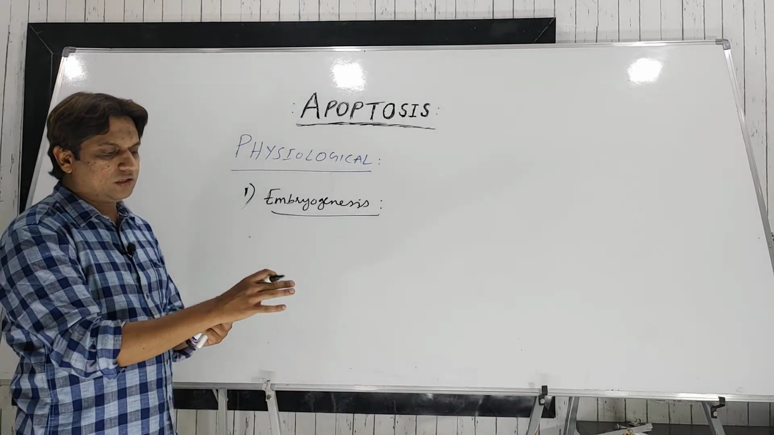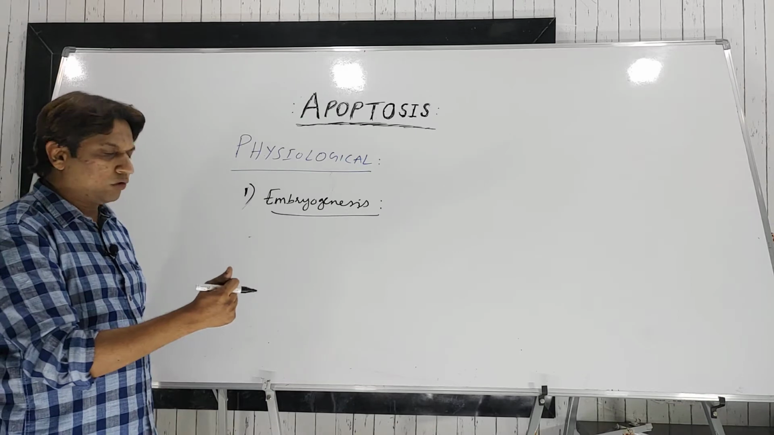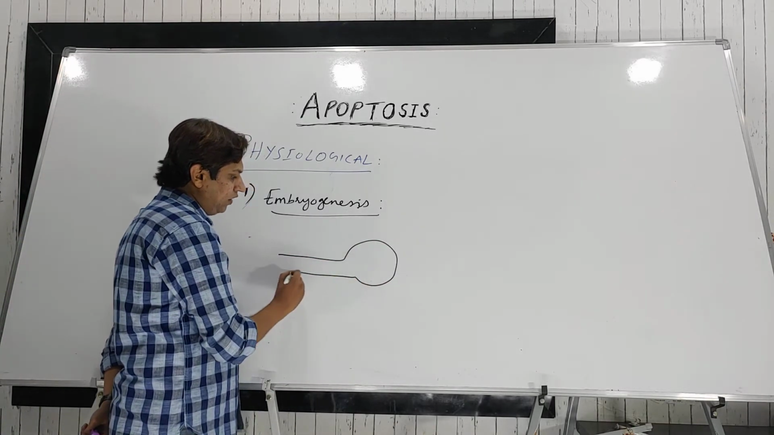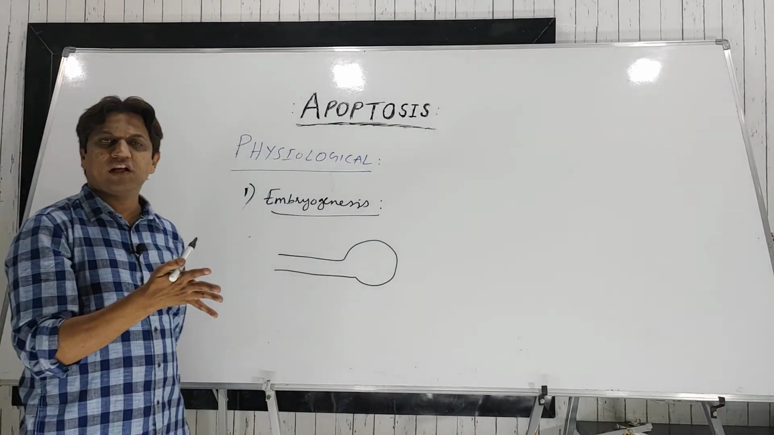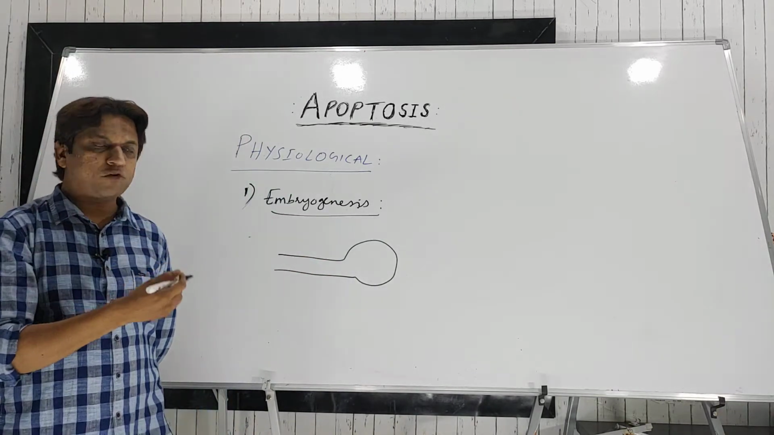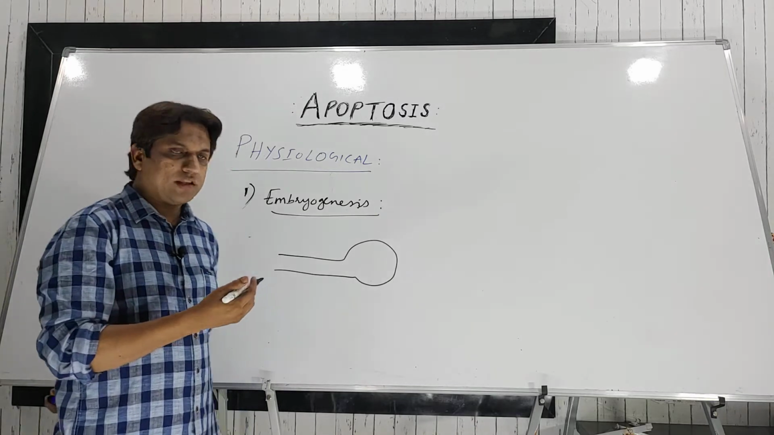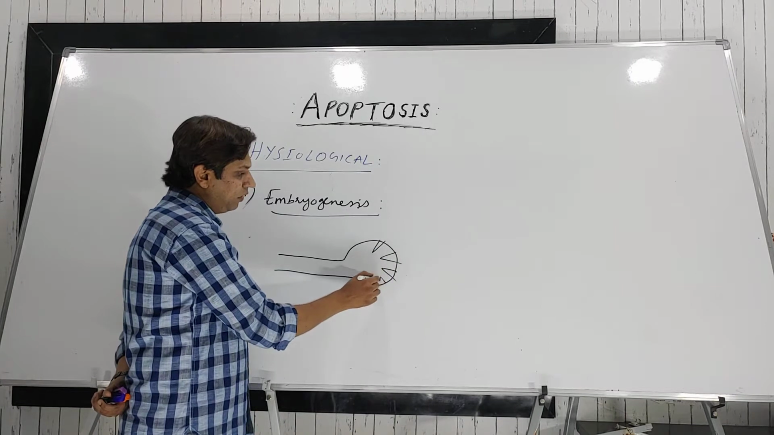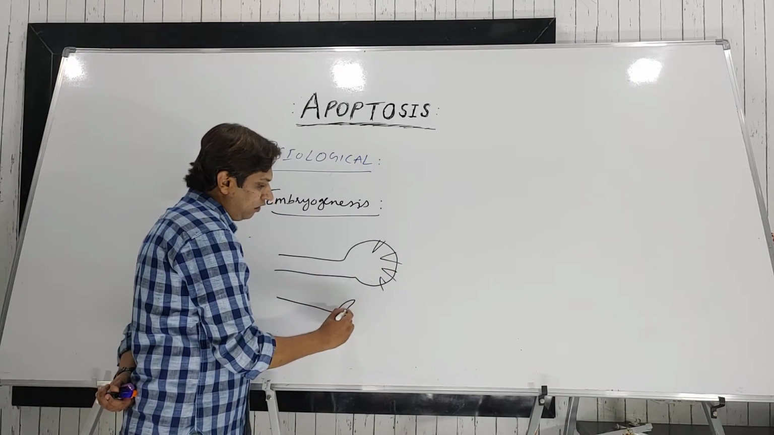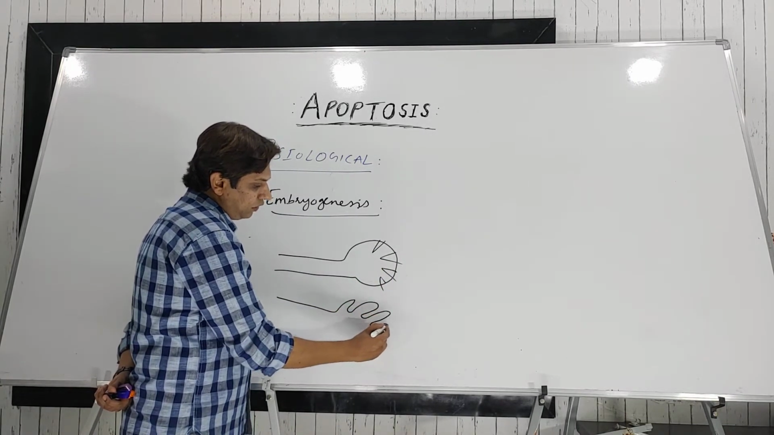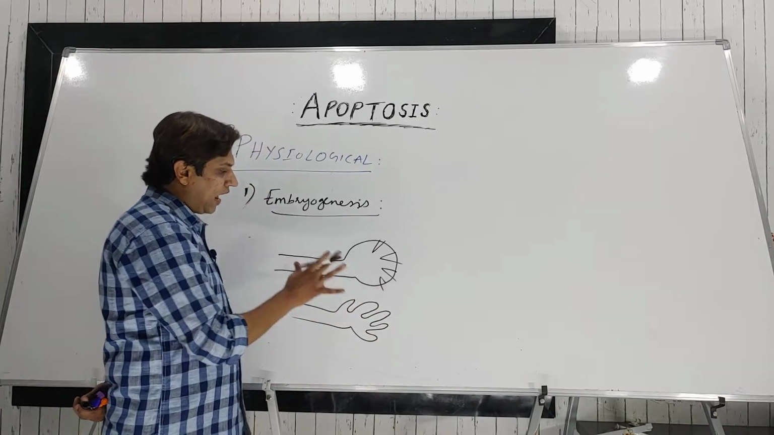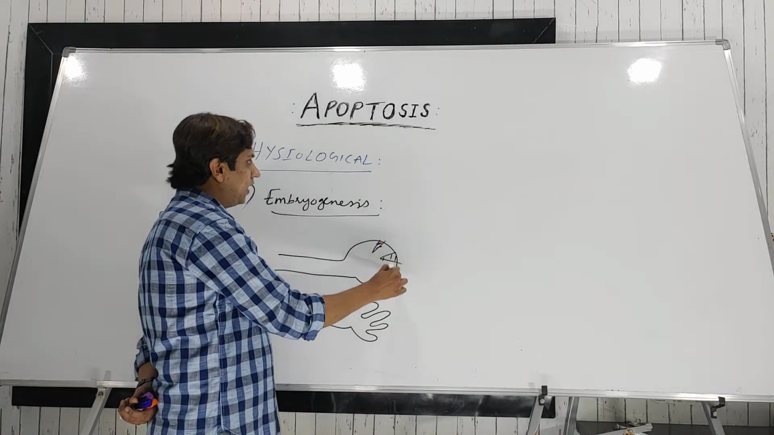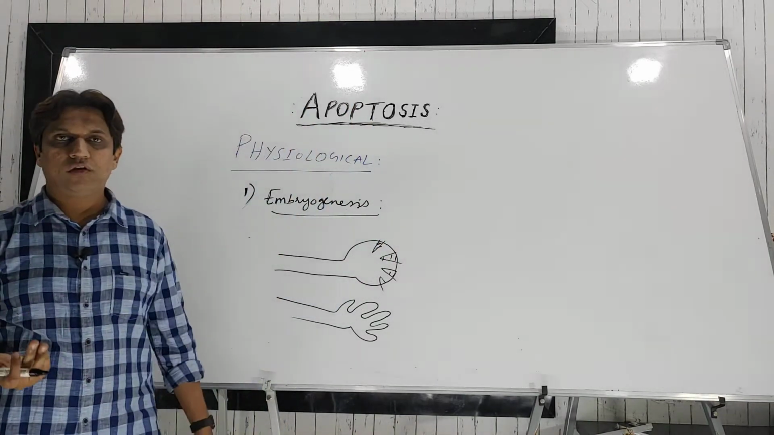Consider these 5 fingers. During the time of development they will be like a bird's foot, and initially there are no clean-cut 5 fingers like this. But as the process of embryogenesis or organogenesis develops, the cells in between die, and ultimately we get these 5 digits and a human hand is formed. The cells which die do so by this process of apoptosis.